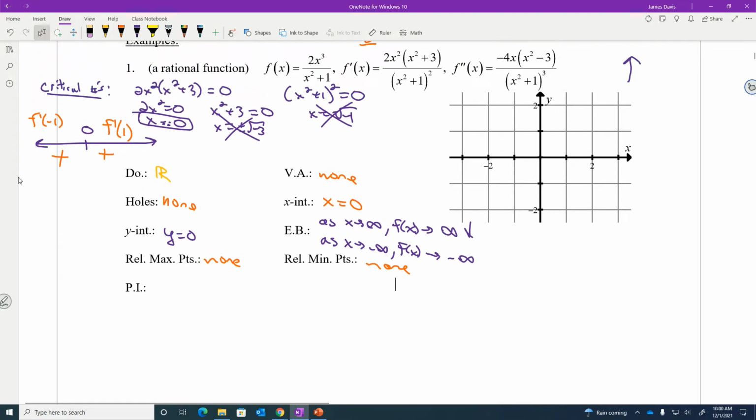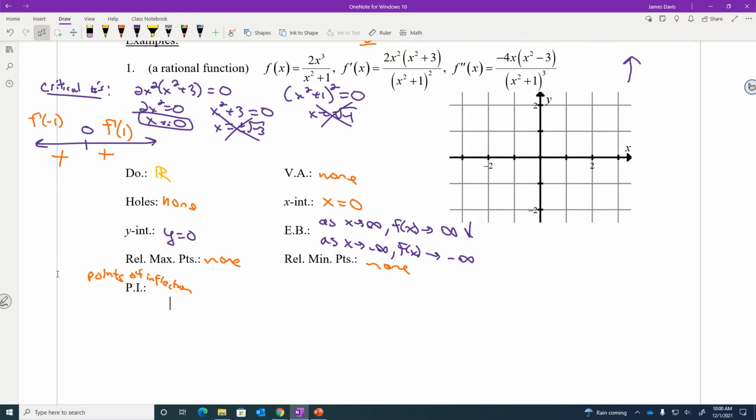Right. And this PI, it took me a second to figure out what that abbreviation was supposed to be. It's supposed to be points of inflection. It's not an AP abbreviation. It's just the writer of this textbook shows that as points of inflection. So let's find those. That's the zeros of the second derivative. So zeros or undefined.